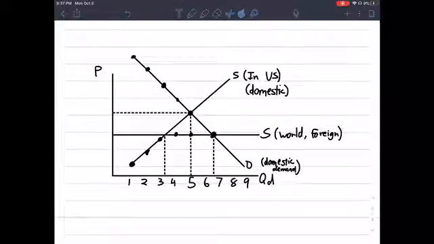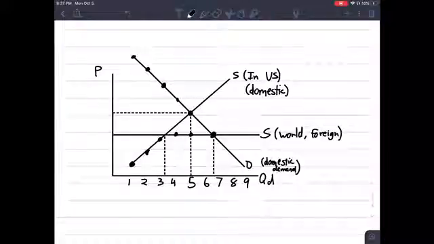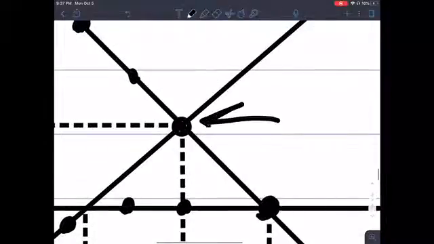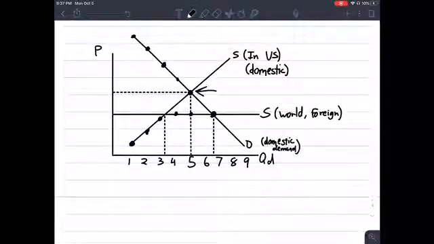So what we have right here in the middle is the original equilibrium point between the domestic demand curve and the domestic supply curve. If we did not have a free market or international trade, that is where equilibrium would be, right here. But since it is open to the world and it is a free market, we're able to see this right here, this supply curve for the world.